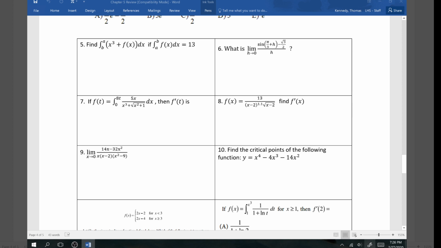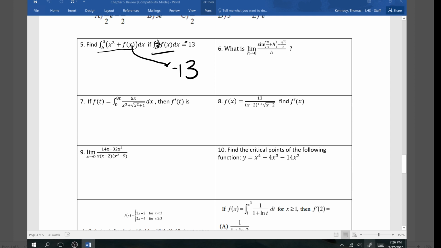To do 5, which was the question Keith asked. They're asking us to find the integral from b to a of x cubed plus f of x, and then they tell us what the integral of f of x is. But the bounds are backwards from what I'm trying to solve for, so if I swap these bounds, this is a negative 13. So right away, I can pull this out. I know it's going to be a negative 13.